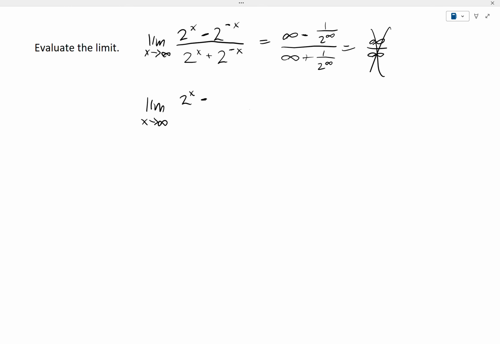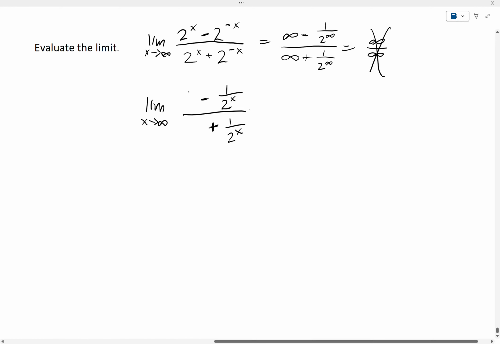I'm going to write it out one time before we do the division by 2 to the x. I'm just writing it in this form so we can clearly see numerator and denominator, and we get rid of the negative exponents. So here's our function, and I'm dividing by 2 to the x. So that means that these two terms right here become 1. 2 to the x over 2 to the x is 1.